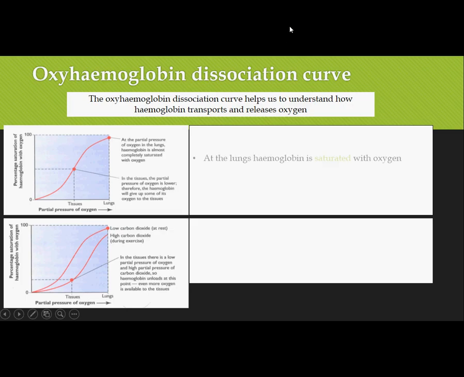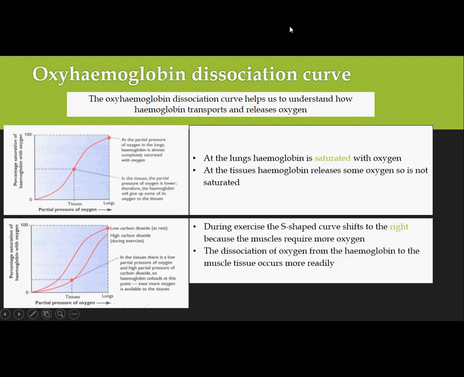Okay, so use this next slide just to summarise what we've looked at. So we need to know what an oxyhemoglobin dissociation curve is, and we need to understand firstly what it's showing, and then to understand that during exercise the S-shaped curve shifts to the right. And the reason it shifts to the right is because there's more oxygen dissociating or leaving the hemoglobin when the actual blood gets to the muscles during exercise.